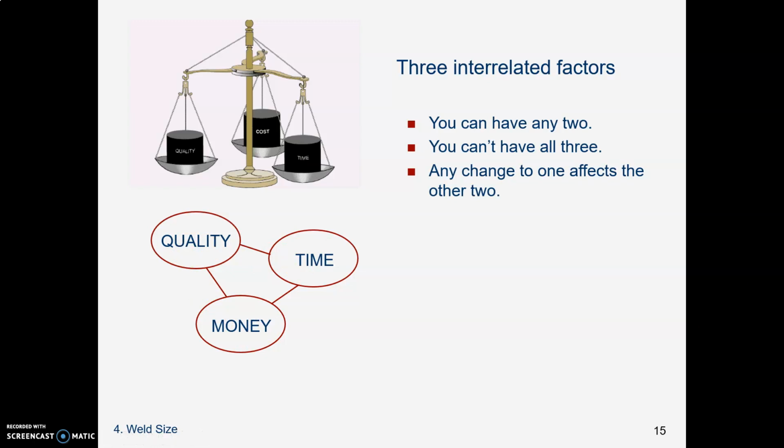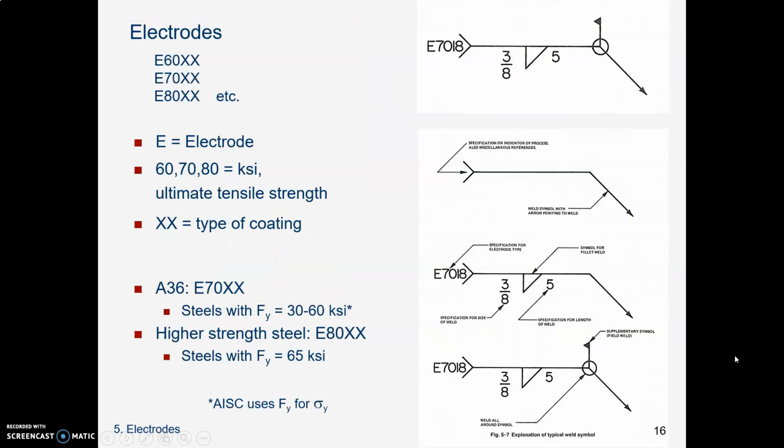It's like in the old days, I heard of an auto mechanic shop who had a sign taped up on the wall. You've probably seen these around. The sign said, "You can have it done good, fast, or cheap. Pick any 2." And that's the basic idea here with weld quality and cost. All right, moving on.